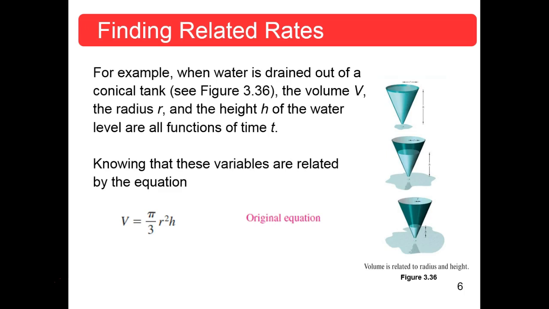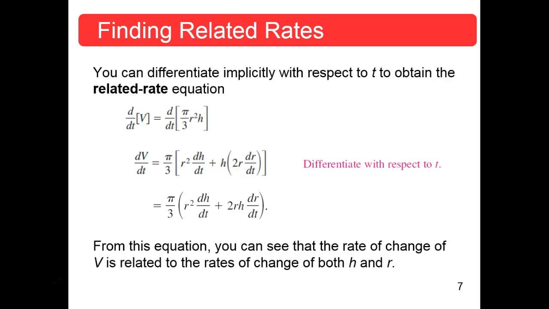When the height of the water is up here, its volume is much greater than when the height is dropped to here, and much, much greater than when it was dropped to here. More water is spilling out down here. So the volume is related to both the radius, which is getting smaller as you go down, and the height, which of course is getting smaller as you go down. So the rate at which the volume is changing is related to the rate at which the radius and the height are changing. Well, you can differentiate implicitly with respect to t to obtain those related rate equations.